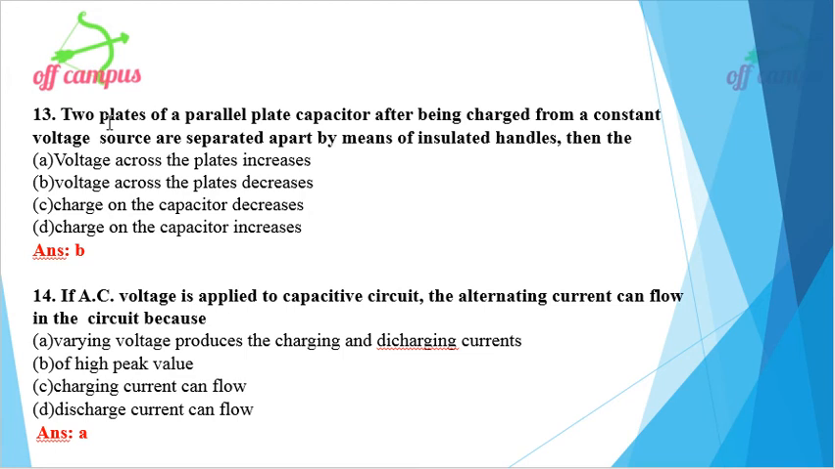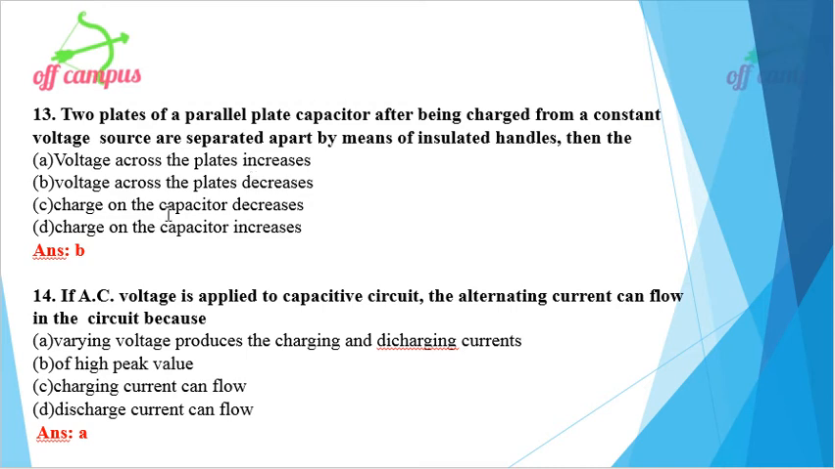Then, two plates of a parallel plate capacitor after being charged from a constant voltage source are separated apart by means of insulated handles. Then what will happen? The 4 options are given. Then the voltage across the plate decreases when we take it out, separated from the constant voltage source, the voltage will be decreased.